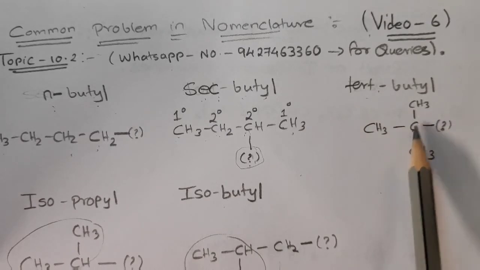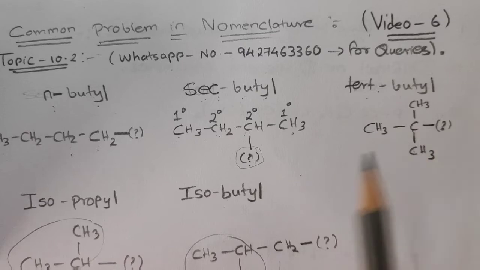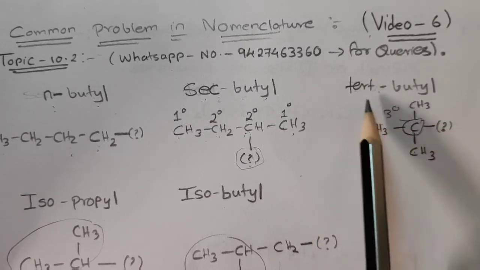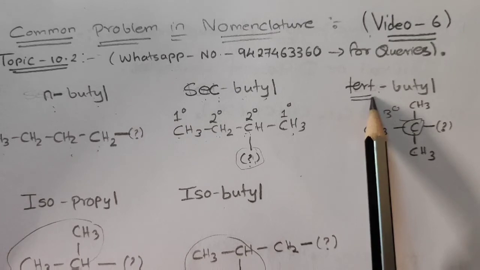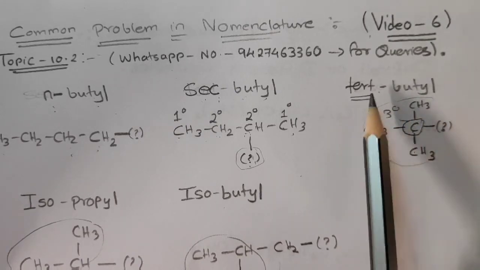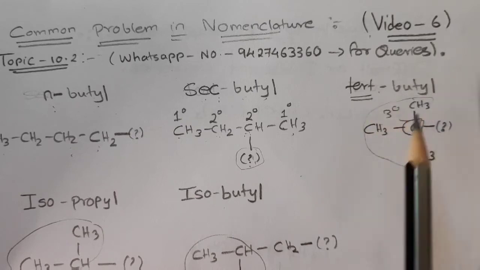Same way for tertiary butyl, you can see in this case, this carbon is attached to 3 other carbon atoms. So we can say this carbon is your tertiary carbon, and when we use this tert as an abbreviation, we count all the 4 carbons, so that's why it is tertiary butyl.